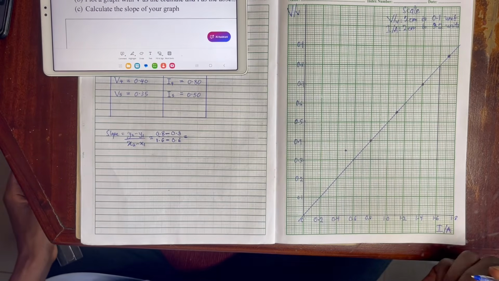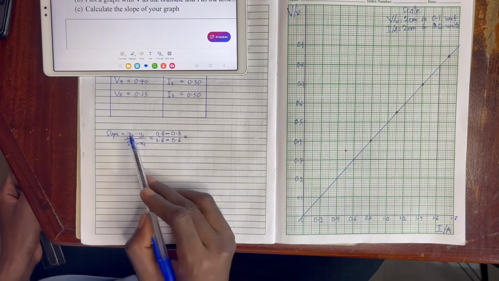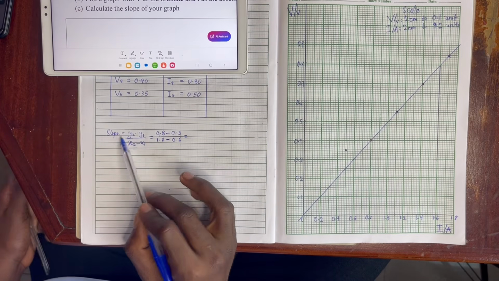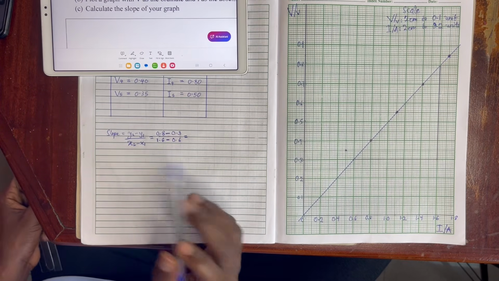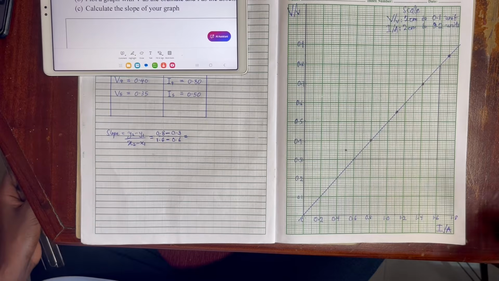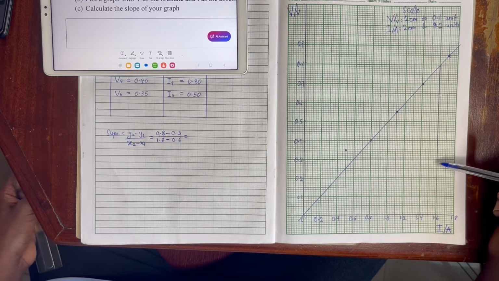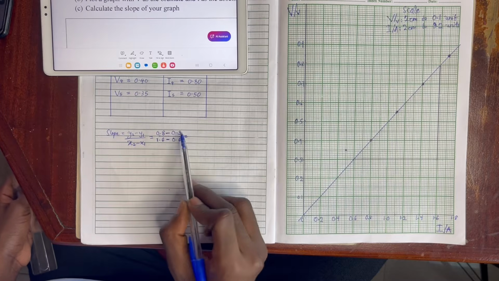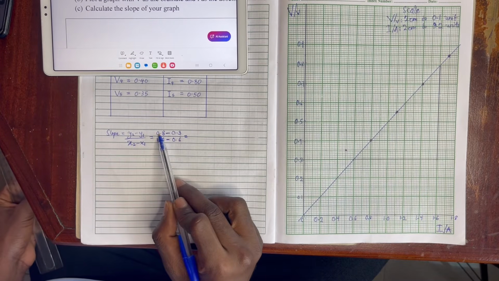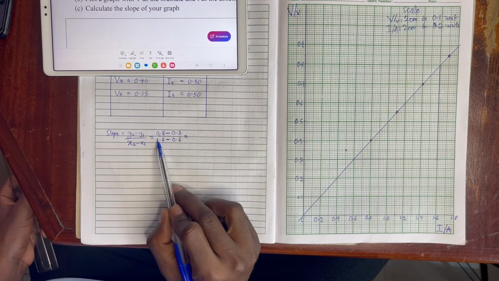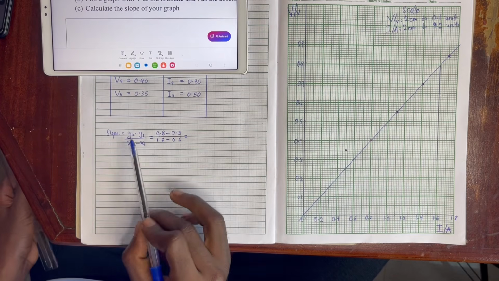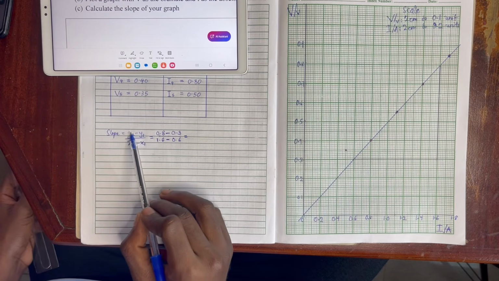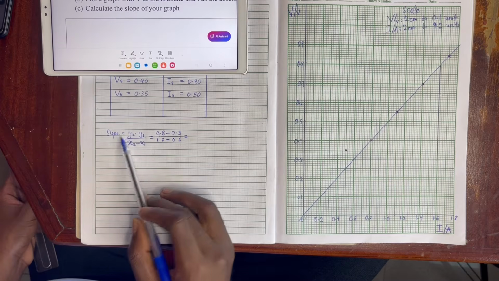All right. Now, let me say something. Sometimes you see the formula for slope to be y1 minus y2 over x1 minus x2. They all still work. Now, sometimes you see a student using, for example, over here I use 0.3 and then 0.8. You see a student using 0.3 minus 0.8 and then 0.6 minus 1.6. Now, take note of something. Whether you put y2 first or y1 first doesn't mean anything.